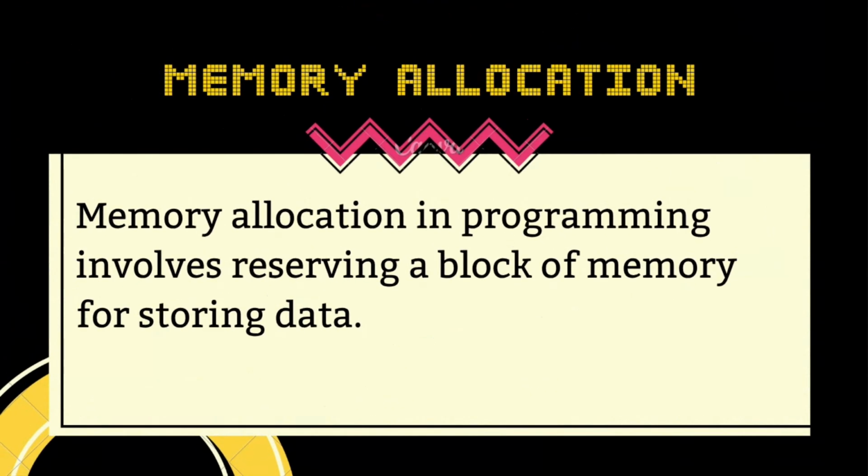Let's talk about memory allocation and functions related to memory allocation. Memory allocation in programming involves reserving a block of memory for storing data. In C, memory allocation can be done statically at compile time or dynamically at runtime, dynamically using functions like malloc.